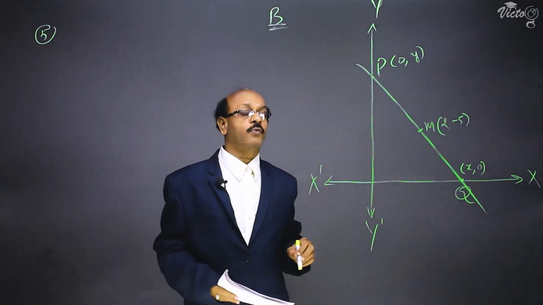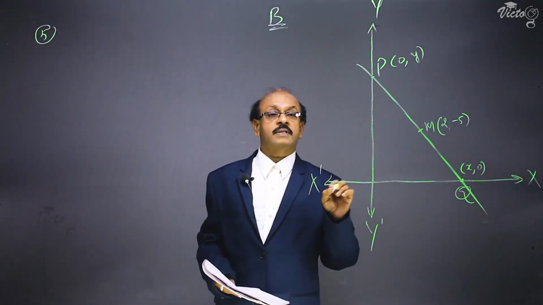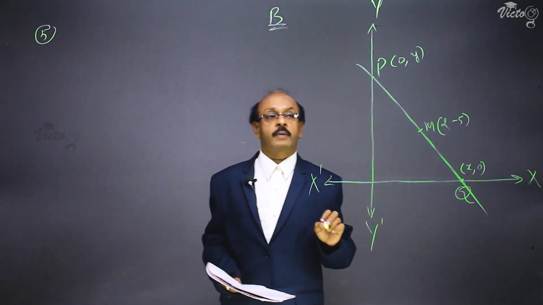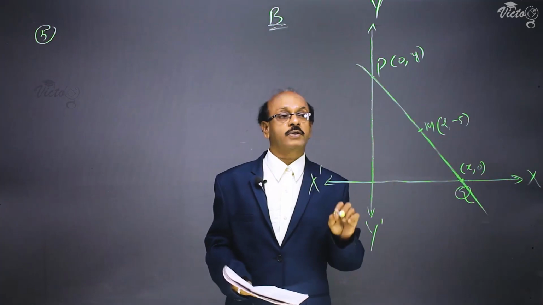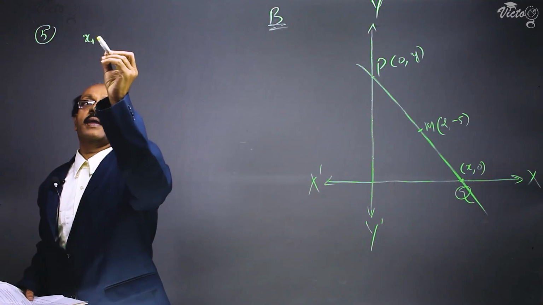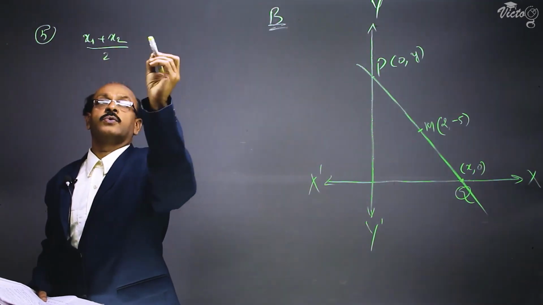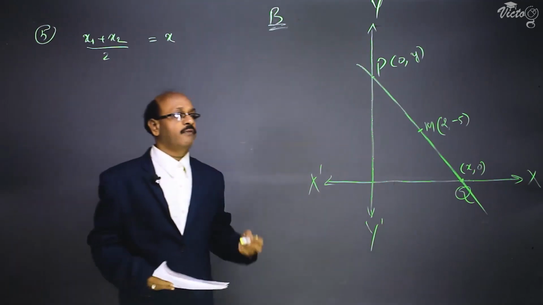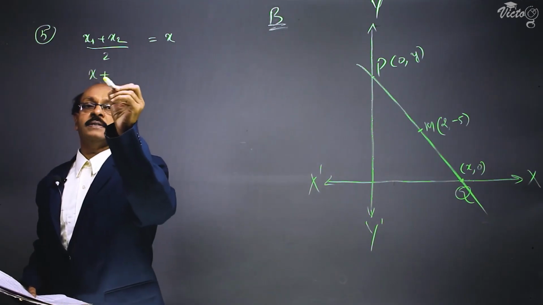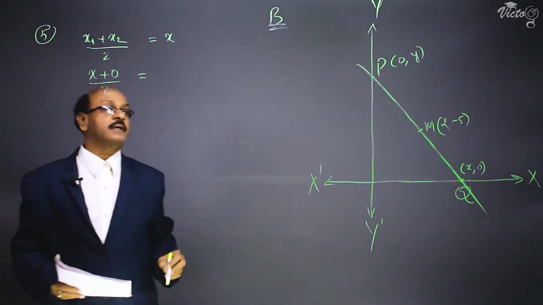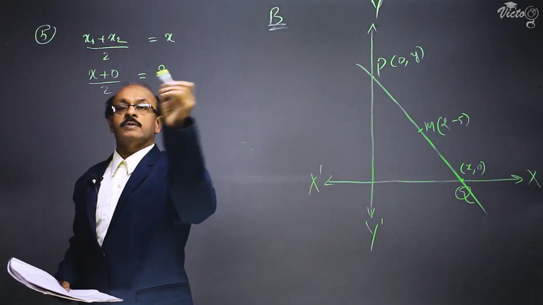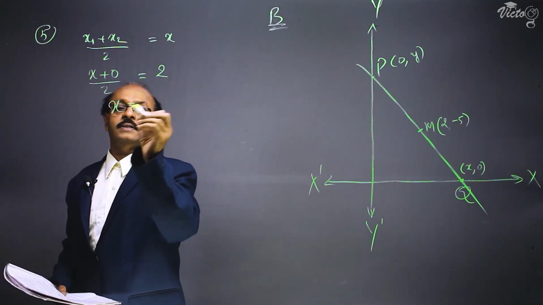Now remember the formula for finding the midpoint: (x1 plus x2) by 2 and (y1 plus y2) by 2. So (x1 plus x2) by 2 is the x coordinate. Giving values, it is (x plus 0) by 2. The x coordinate is given as 2. Cross multiplying, x plus 0, which is equal to x, is equal to 4.